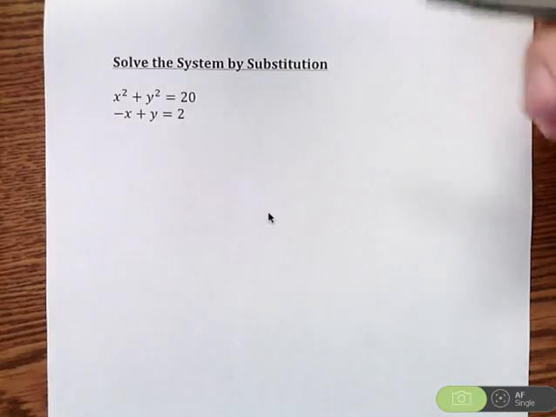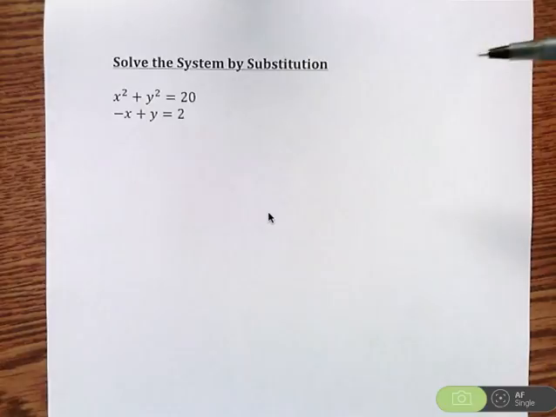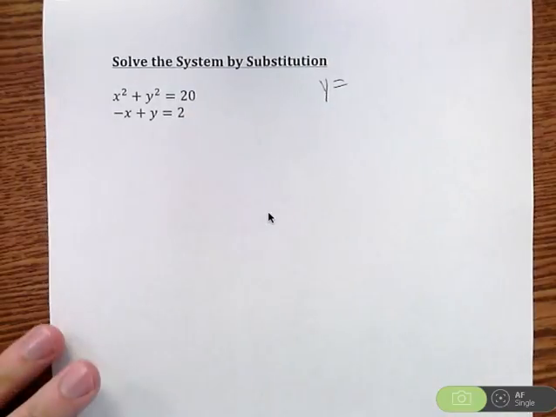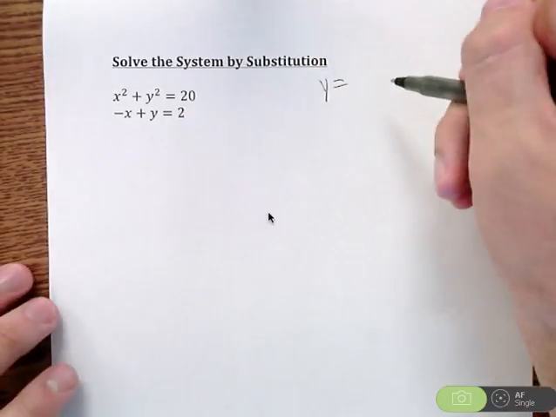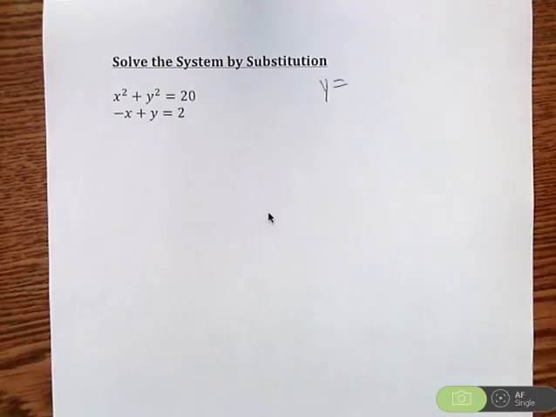In this tutorial, I'm going to focus on solving the system by substitution. So if I'm going to solve the system by substitution, most importantly, I would like to have y by itself, meaning I want y equals and then whatever the expression is. Looking at this problem, I do not currently have y all by itself.